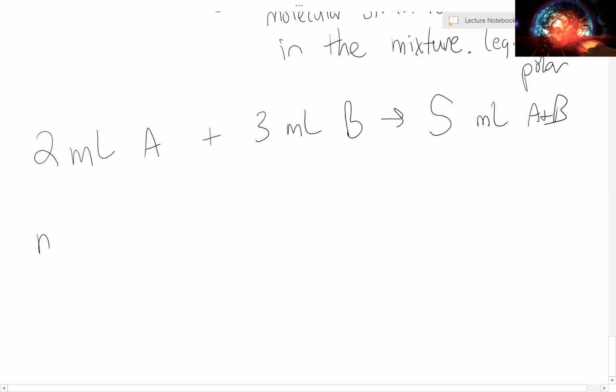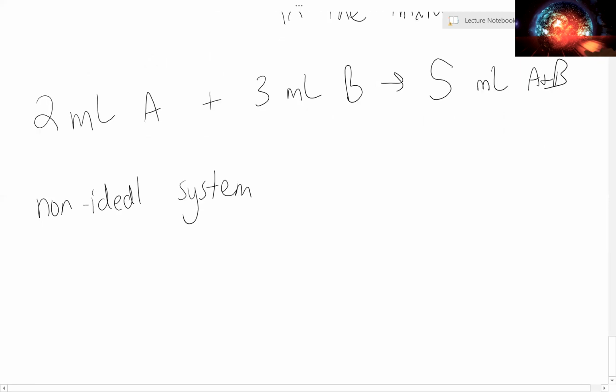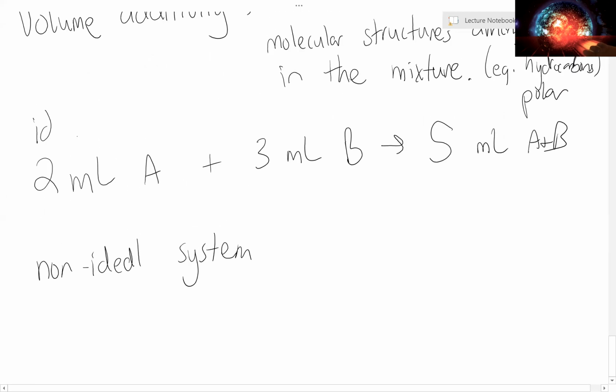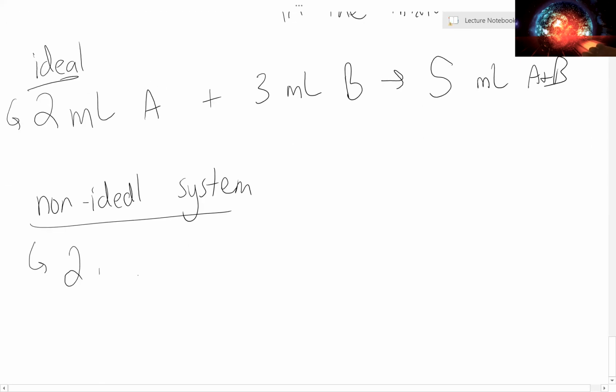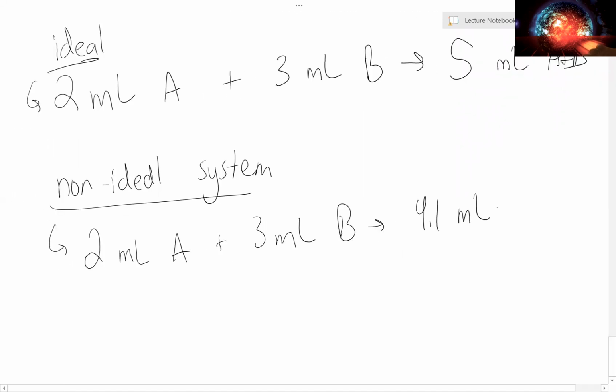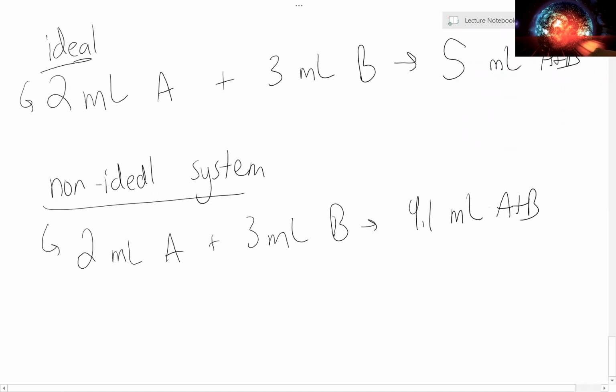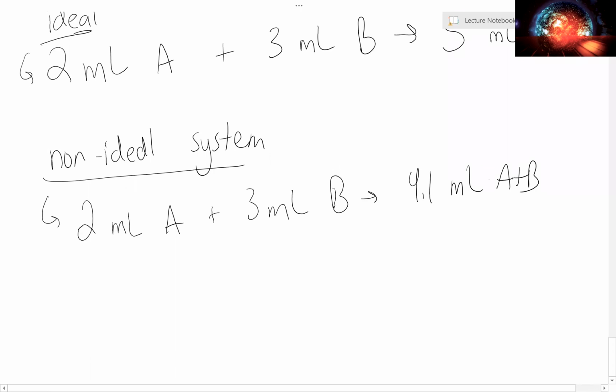Versus a non-ideal system, you can have drastically different things. So this would be ideal. And then non-ideal, if you had 2 mils A, 3 mils B, you might have some interactions. And so that volume additivity doesn't hold.